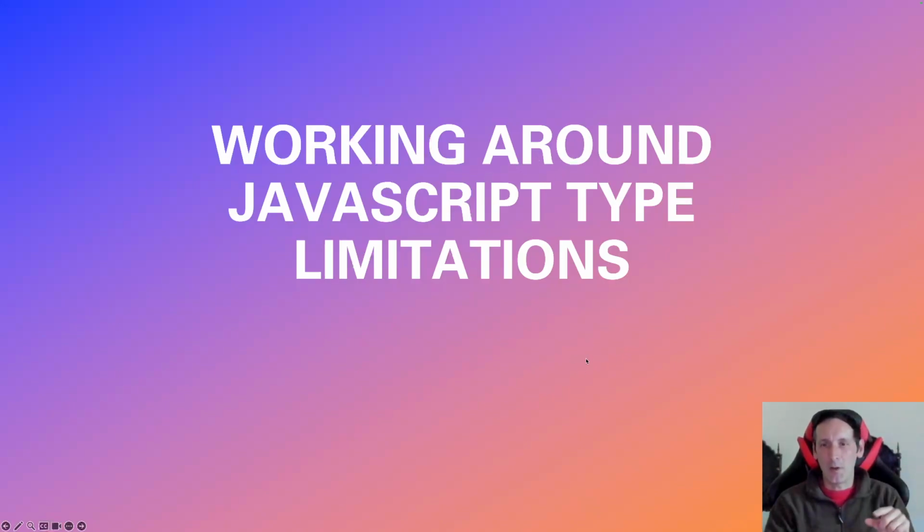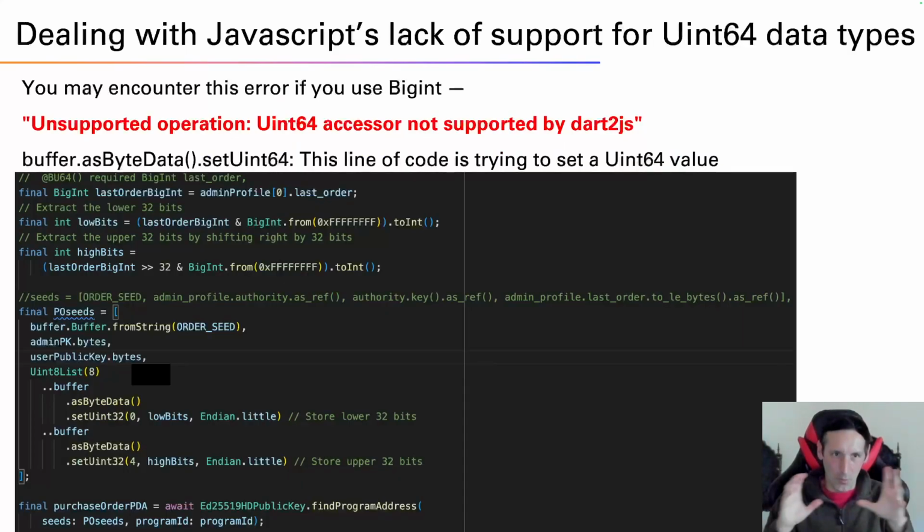So, right, let's talk about the JavaScript limitations. Let's look at this one here. This came up, as you can see here in this code. I took a screenshot of one of the functions that I have in the DApp that tries to create a purchase order metadata in the Solana smart contract.